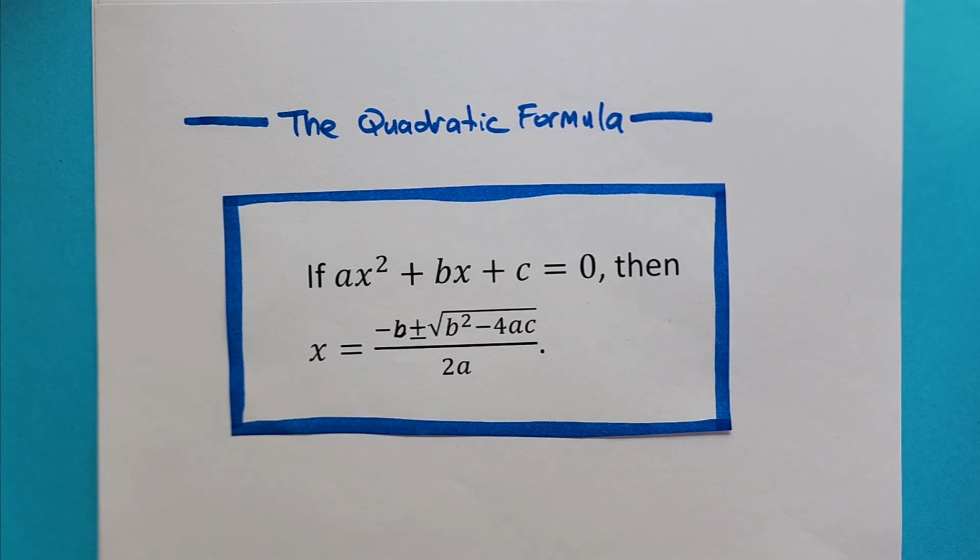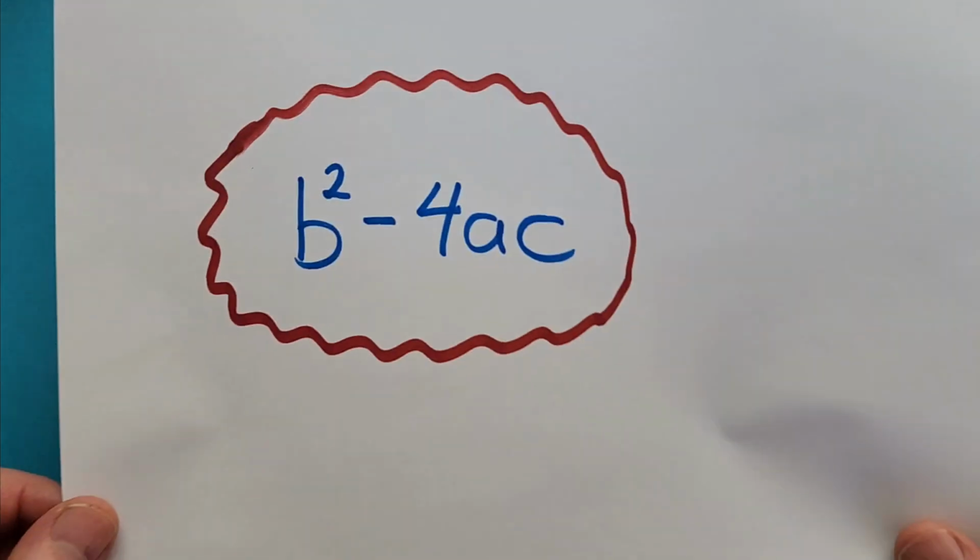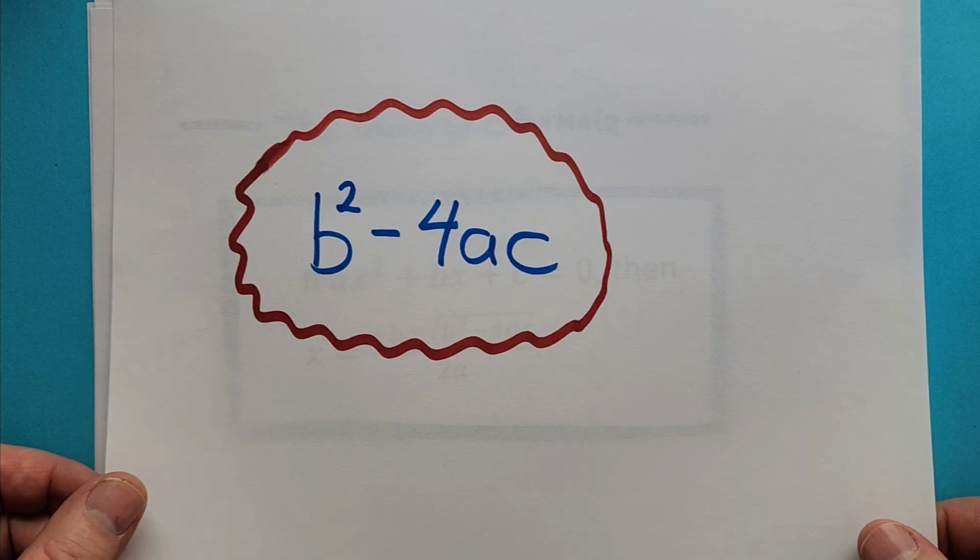So I'm not going to go through that. It takes a long time to do. But what we're going to do is learn how to use this formula in this video. So before we start, I want you to memorize something. We're going to memorize what's called the discriminant. This is the b squared minus 4ac.